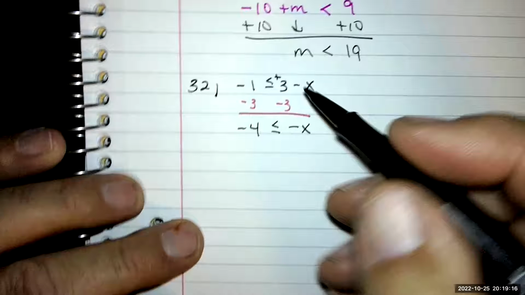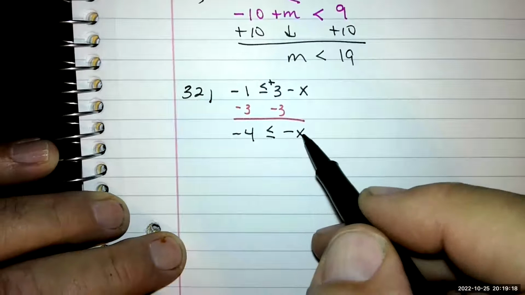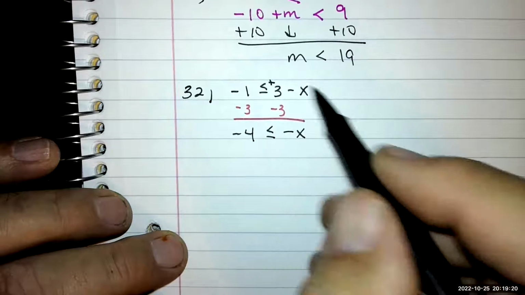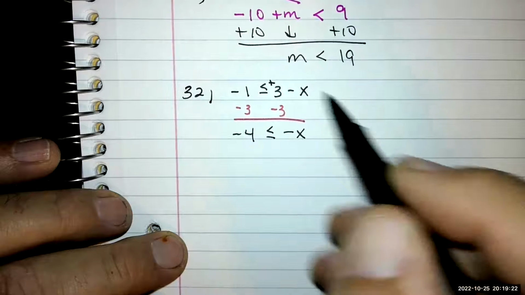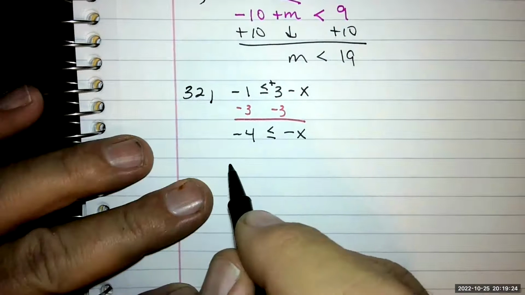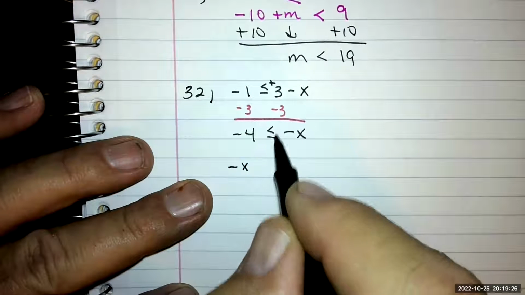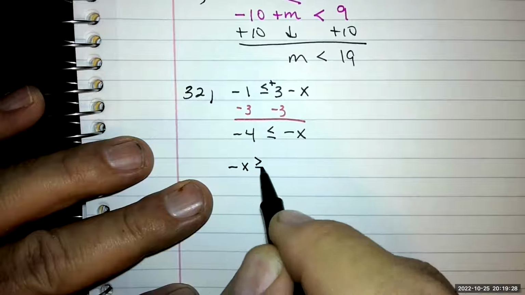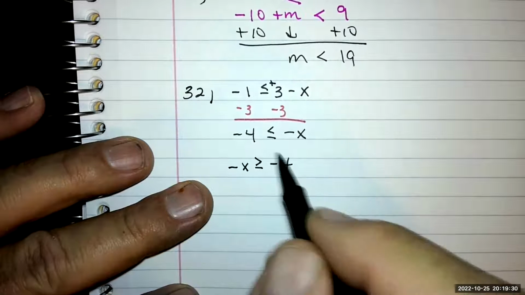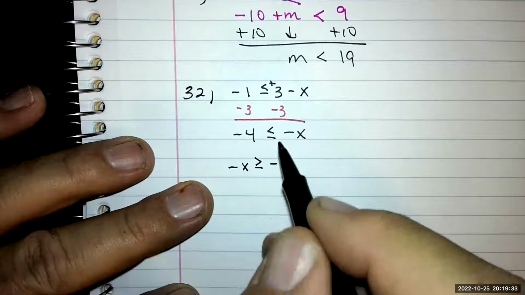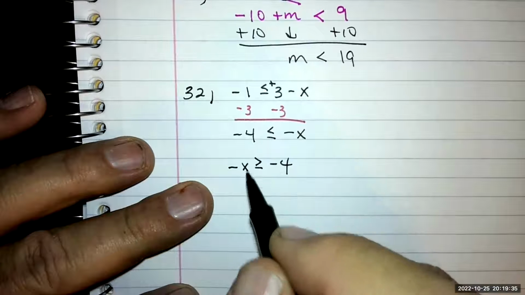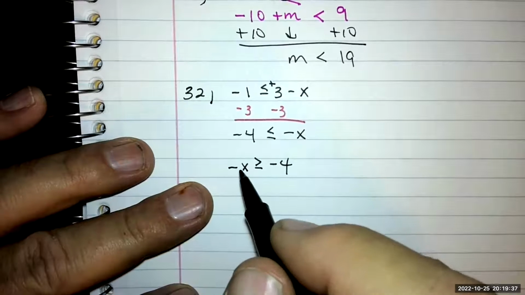All right, watch out for this one. We have a negative x. Now, notice my x is on the right side. If I want to switch them, I can write negative x, the alligator's eating the negative x, and -4. So this is the same thing. I just switched them. See how the alligator is eating the negative? Okay, so it's here. However, we have a negative x.